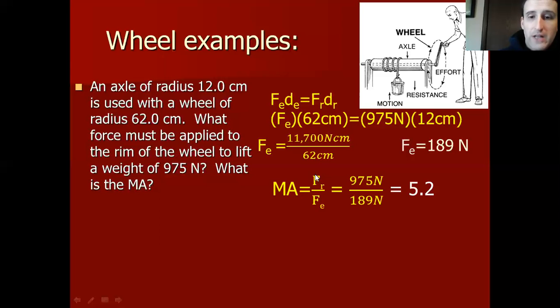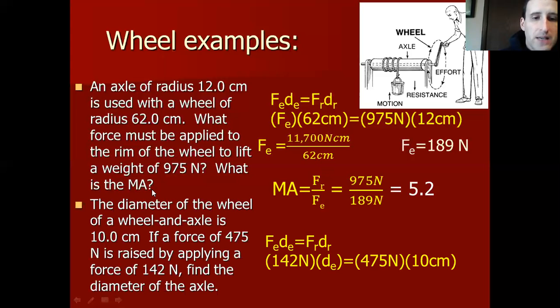Again, mechanical advantage is the resistance force divided by the effort force. How much weight did we lift divided by how much force did we put in? We lifted 975, we put in 189, so that's 5.2 times more lifted than we put in. So that is the mechanical advantage. The mechanical advantage that this machine gave us was to multiply our force by 5.2.